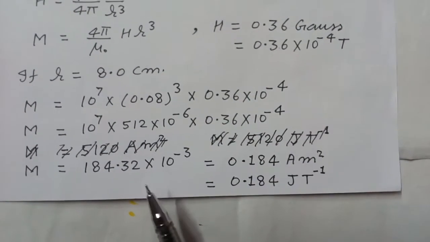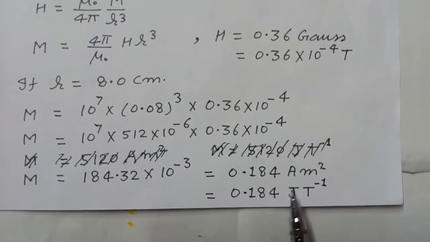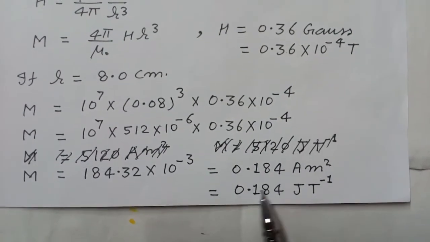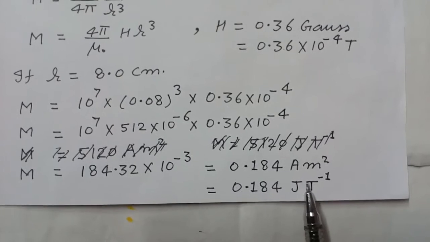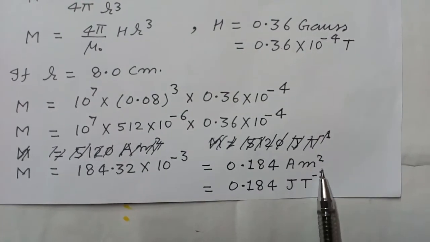Now unit of magnetic moment is joule per Tesla also. So it is written as joule into Tesla to the power minus 1.